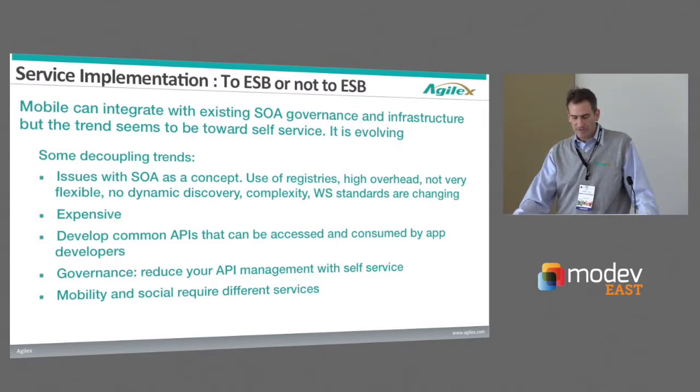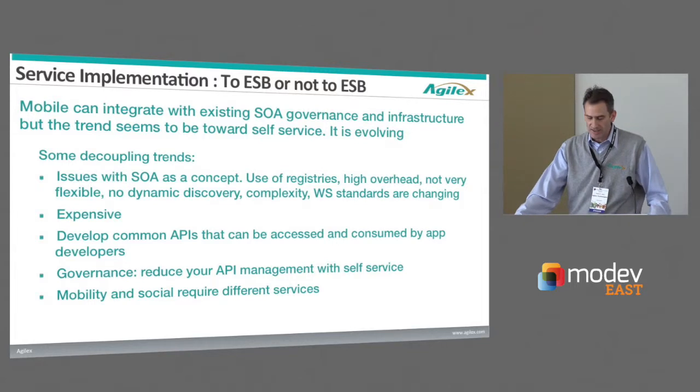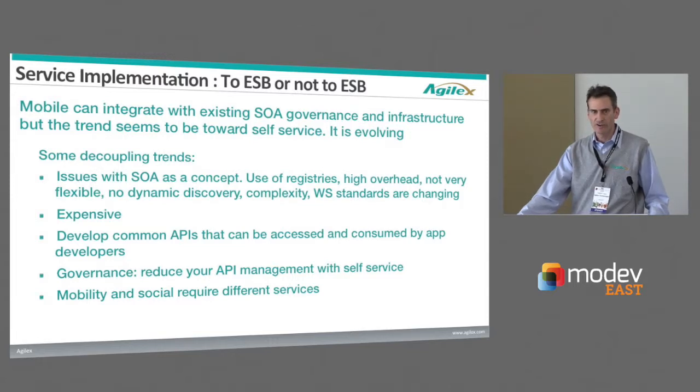So developing common APIs that can be accessed and consumed by app developers is key. And with governance, you want to reduce your API management with self-service, whether you're implementing something like Apigee or a Reg Manager that promotes self-service and discovery among your customers and your development community.